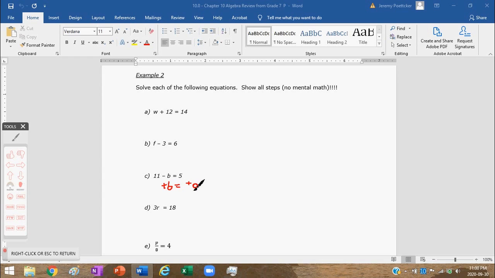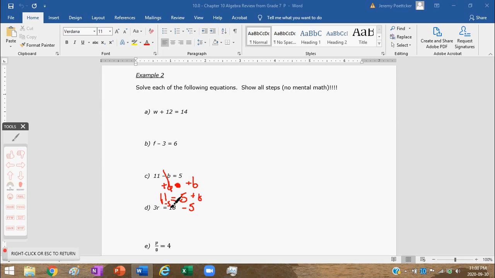So I'm going to add b to both sides. The equal sign stays there. I don't actually need to rewrite that in the middle here. This is the line where I'm showing my work. So negative b plus b, that's just 0. So now I've got 11 equals 5 plus b. At this point now, I've got to do one more step. I'm adding, so I'm going to subtract. I have a positive b. I have positive 5. I'm going to subtract 5 from both sides.